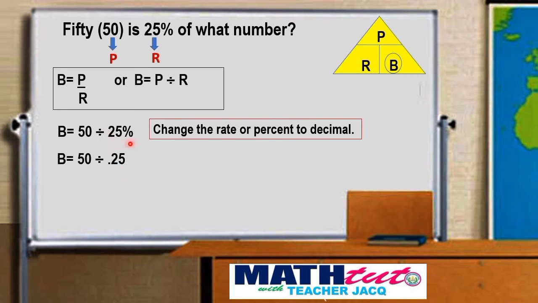Or, if you want the other way of converting percent into decimal form, just divide 25 by 100. 100, because the equivalent of percent is 100. So, when you take the quotient of 25 divided by 100, our answer is 0.25. So, 50 divided by 0.25 is equal to 200. Therefore, our base is 200.